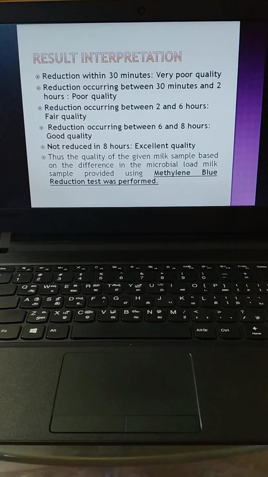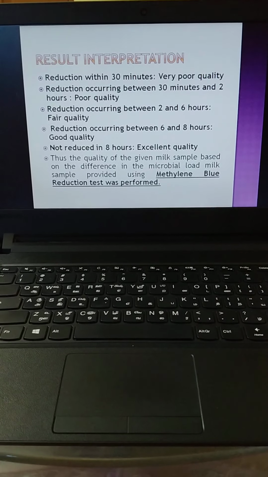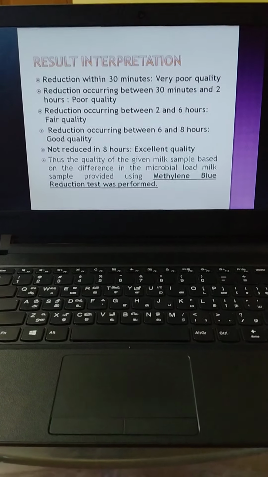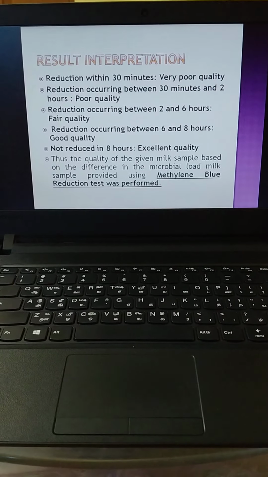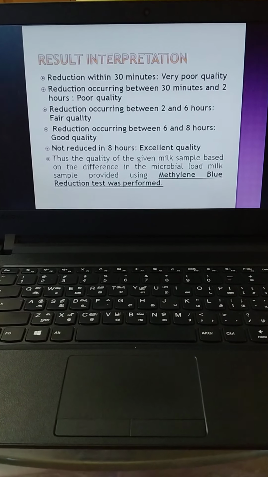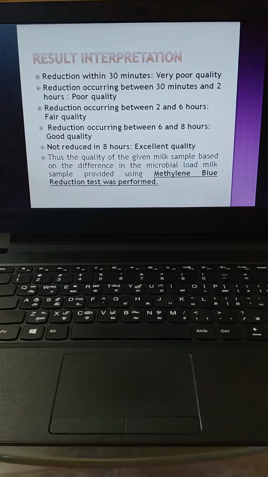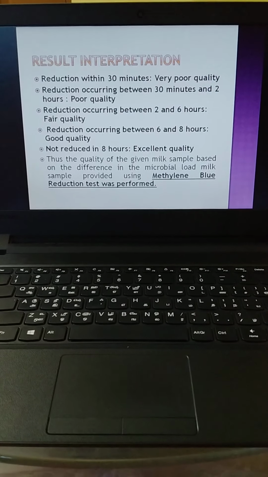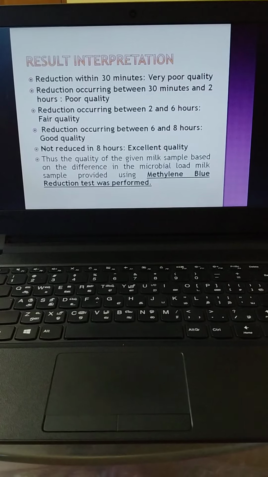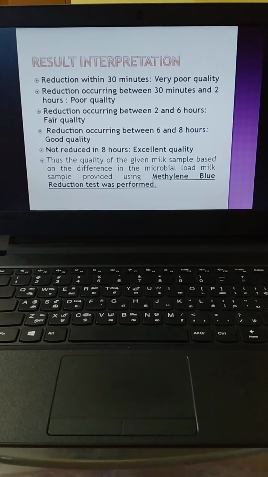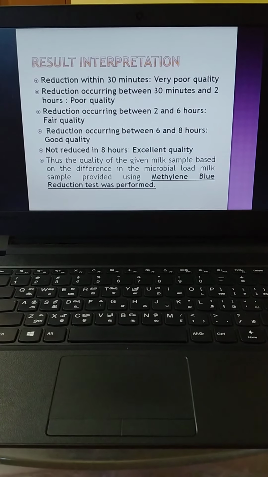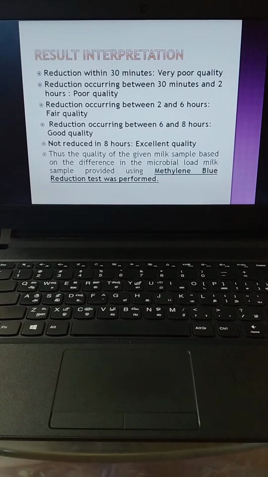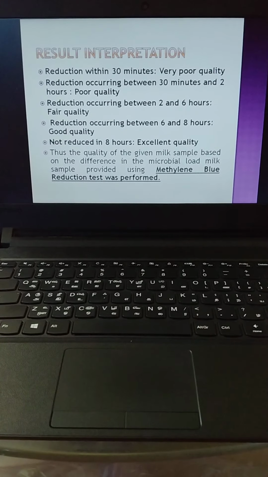If the reduction occurs between 2 to 6 hours, the quality of the milk is fair. If it occurs between 6 to 8 hours, then we can say the milk is of good quality. And if it has not reduced at all in 8 hours, then the quality of the milk is excellent. So we can in this way find out the quality of the given milk sample based upon the difference in the microbial level in the sample.